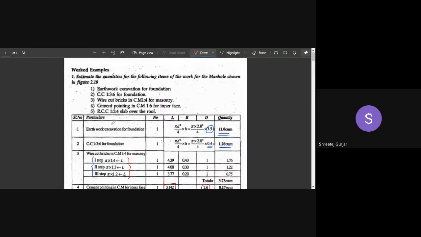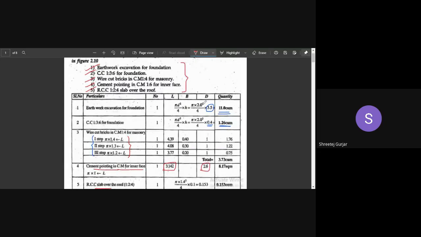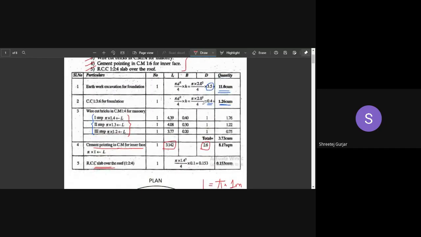So with this we have calculated all of these quantities. Earthwork we have calculated. We have calculated CC bed concrete quantity. We have calculated brickwork. Then we have calculated cement pointing. Then RCC roof slab. All of this is done. So this is a very easy numerical. This kind will not be asked in your exam, but for your understanding, we have solved this.